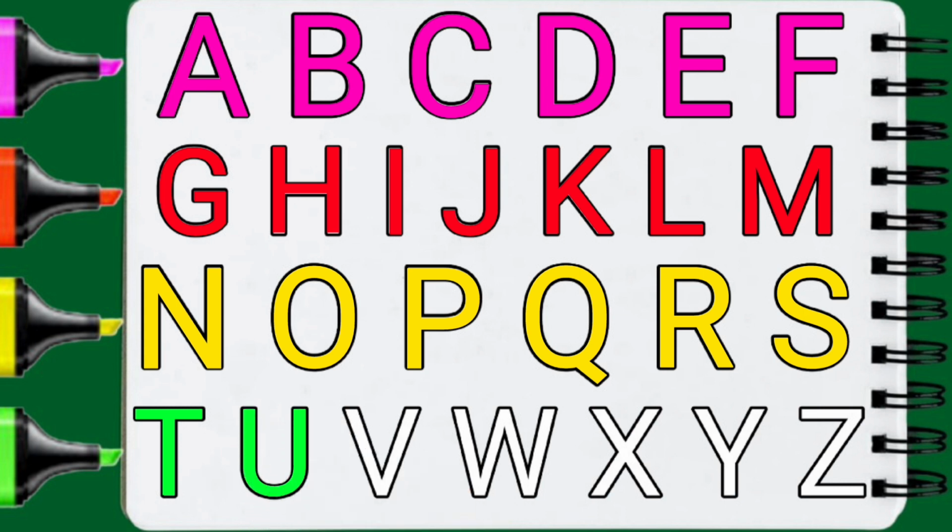U for umbrella. V for van. W for watch. X for x-ray. Y for yak. Z for zebra.